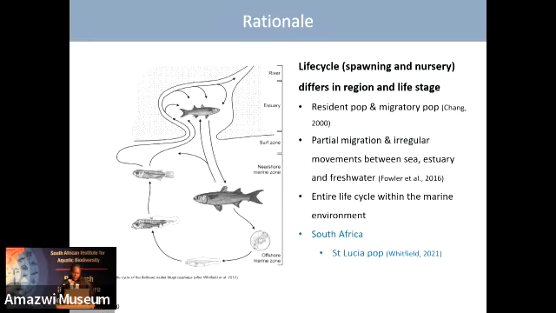So just to give a little bit of information that's available on flatheads from across the world, since the species is cosmopolitan, it can be divided into resident and migratory populations in some countries. And in some parts of the world it has been shown to do partial migration, and some individuals even have irregular movement between the sea, the estuary, and the fresh water. And then in some parts, it spends the whole life in the marine environment.